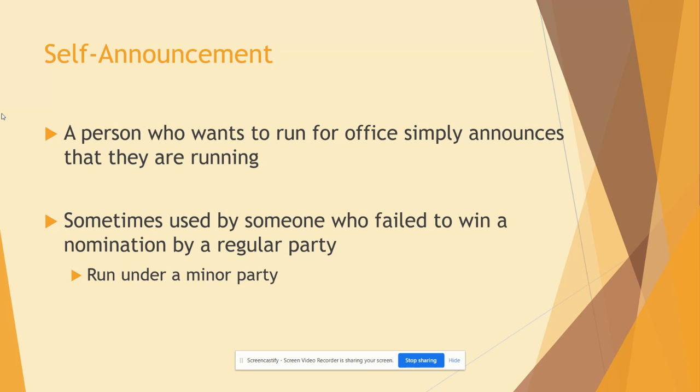All right, so first of all, when someone wants to run for office, all they have to do is what's called a self-announcement. They just announce that they're running. Again, they can run through a political party, they can run as an independent, or they can run from a minor party. Sometimes people who fail to win nomination in one of the major parties might still run under a minor party. We talked about that a little bit in Chapter 5. So all it takes is self-announcement. As long as you fit the requirements for the office that you would potentially hold, you can announce that you're running for any position.